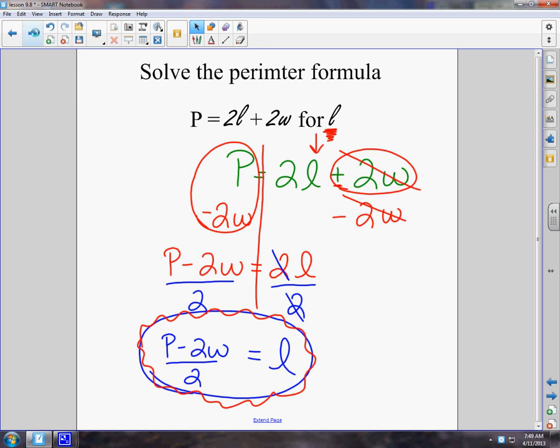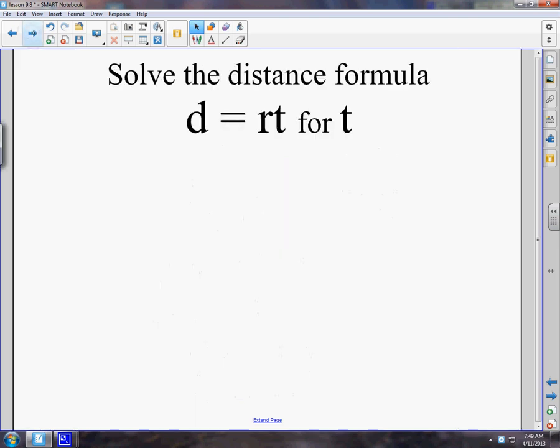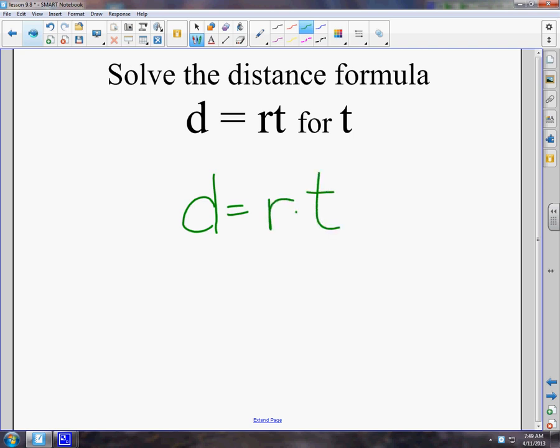And notice, the whole thing has to be divided by 2. I don't just divide P by 2 or 2W by 2. I divide the whole side by 2. Whatever you do to one side, you have to do to the other side. All right, so try this one on your own. Here's the formula: D equals R times T, and I want you to get just T by itself. So try that in your notes.